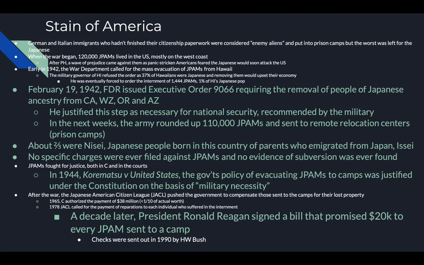February 19th, 1942, test question, final question. FDR issued Executive Order 9066 requiring the removal of people of Japanese ancestry from California, Washington, Oregon, and Arizona. He justified this step as necessary for national security, as recommended by the U.S. military.